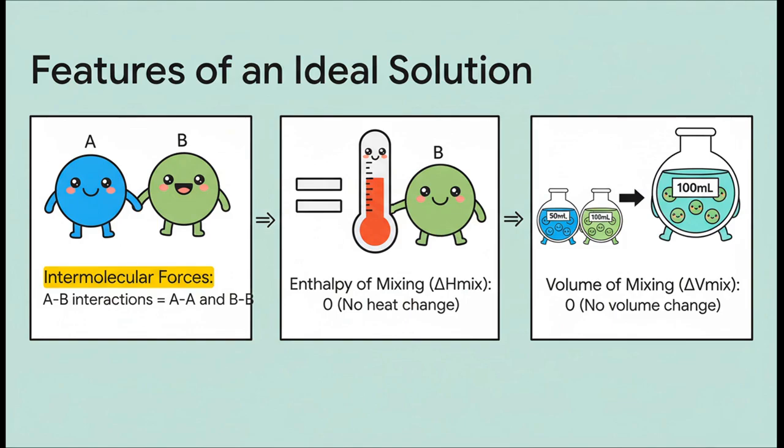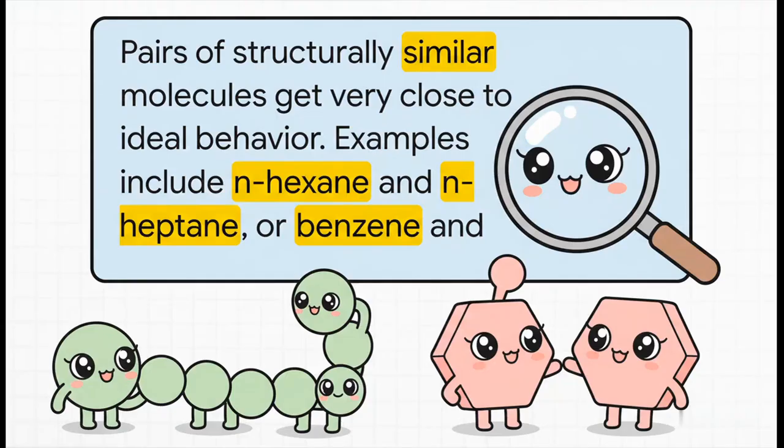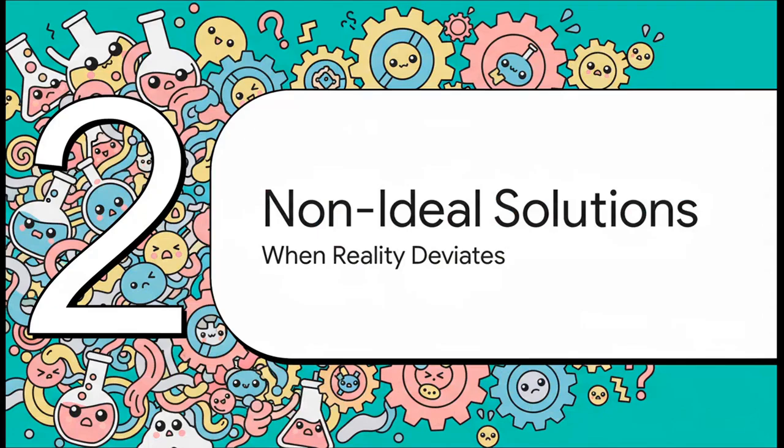No surprises. Now, while a perfectly ideal solution is more of a theoretical concept, some mixtures in the real world get incredibly close. Take N-hexane and N-heptane, for example. These molecules are so similar in size, shape, and how they behave chemically that they can mix together almost, well, perfectly. Okay, so that's the perfect world scenario.